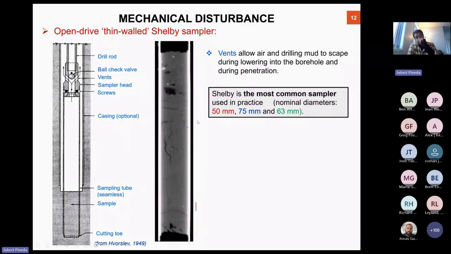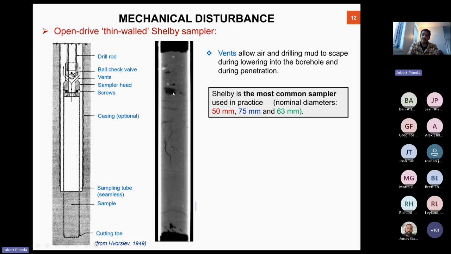But as I have discussed before, if you check this CT scan for another Shelby sample we have tested in our lab, you see that in almost 99% of the cases that we have seen in our lab, Shelby tubes are really bad quality when you scan them, when you see through them, and you see vertical cracks, subhorizontal cracks, also fissures and cavities.